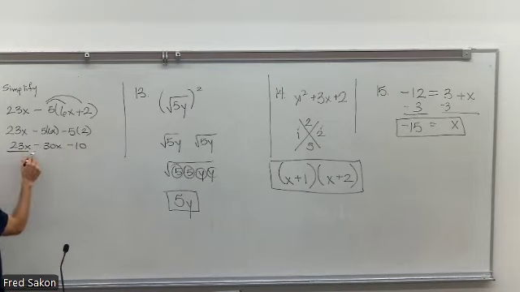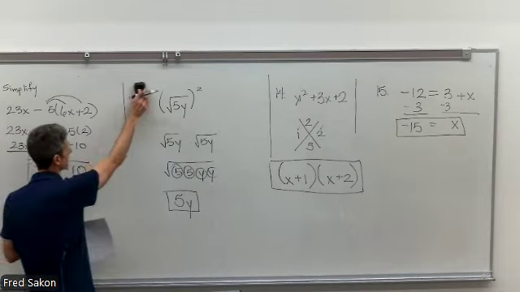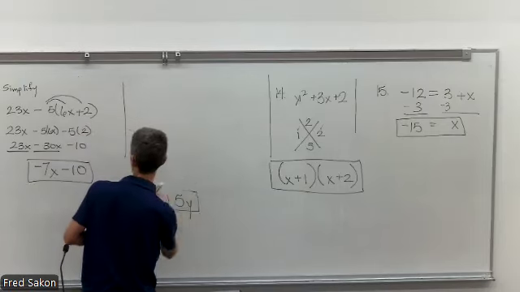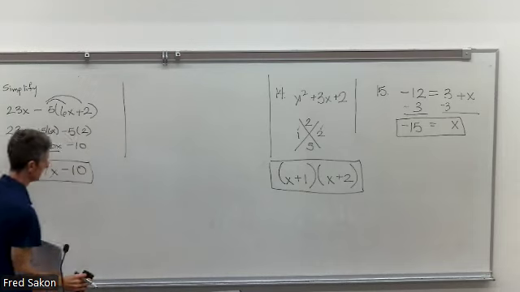And then these two terms are alike. 23 minus 30, that's negative 7. I want to stop there since those are unlike. One's got an x and the other one doesn't. Negative 7x and a minus 10.